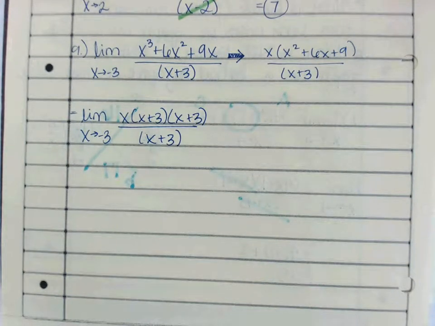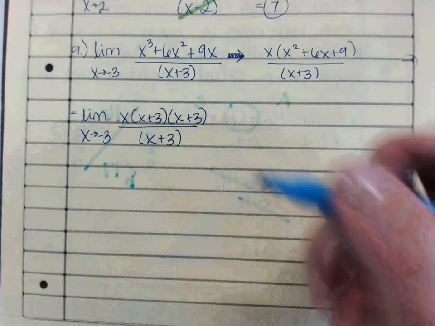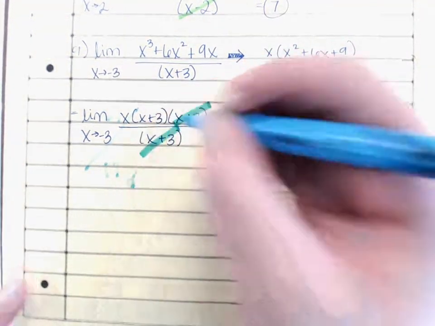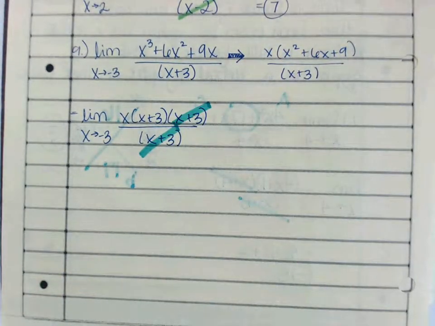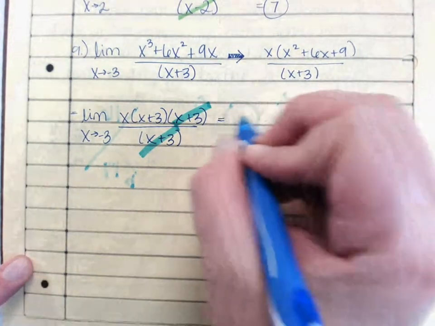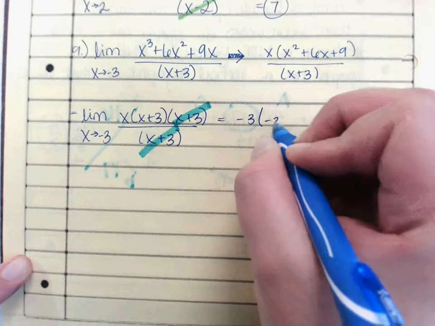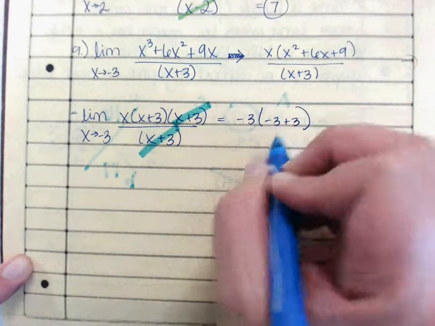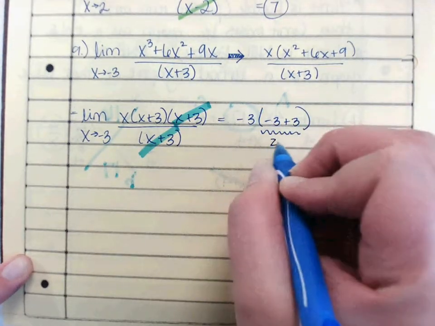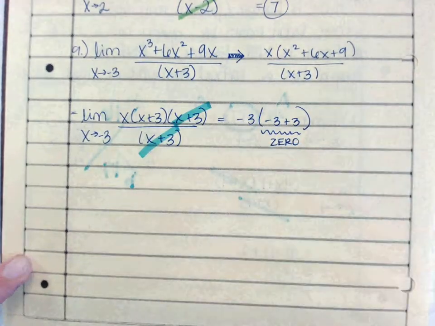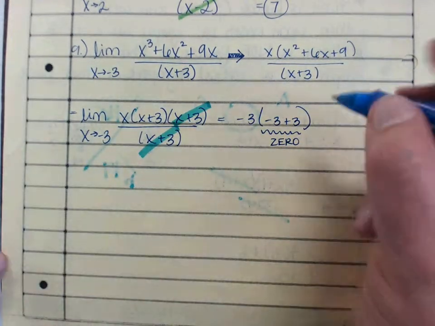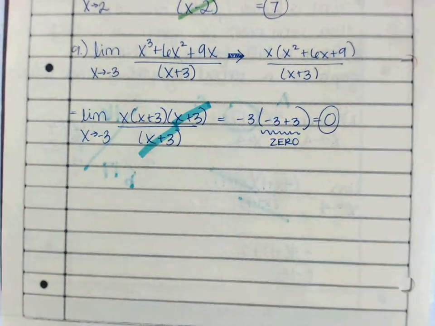Nope. How many of them can cross out? Only 2. One off the top, one off the bottom. Okay, so that guy's gone. 2 are still left. Plug in your negative 3. I have negative 3 on the outside times negative 3 plus 3. What's that term in the middle? That's 0. And negative 3 times 0 is 0. Good job. Got it? Okay.